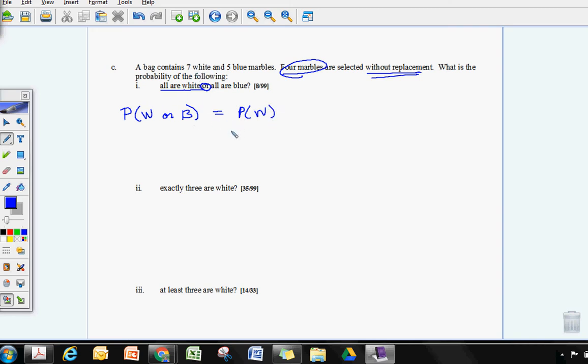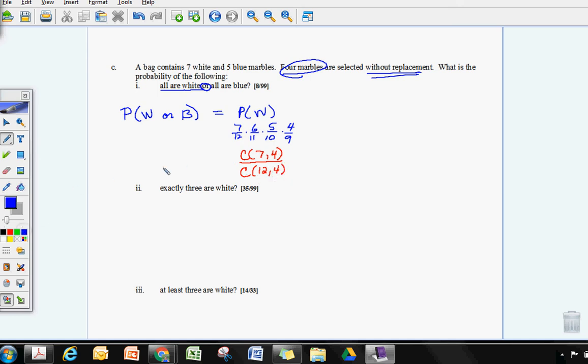There are 2 different ways to think about it. There are 7 for the first draw, and then there are 6 for the second draw, and there are 5 left for the third draw, and there are 4 left for the last draw. That's one way of looking at that. Or you could have done the combination. I had 7 choose 4. That deals with the white over the combination 12 choose 4.